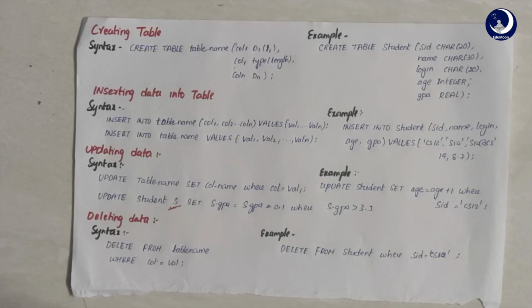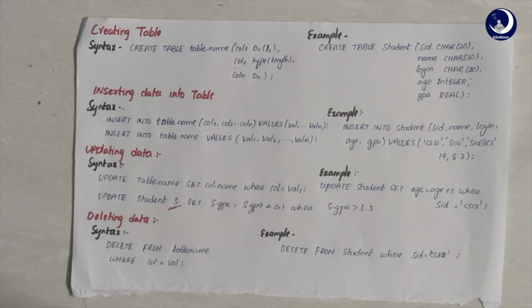So there is another way of inserting values into a table. Here in this way you don't have to specify the column names, but you should maintain the order of the values. So insert into table values of value 1, value 2, so on to value n. So this is how you insert data into a table.